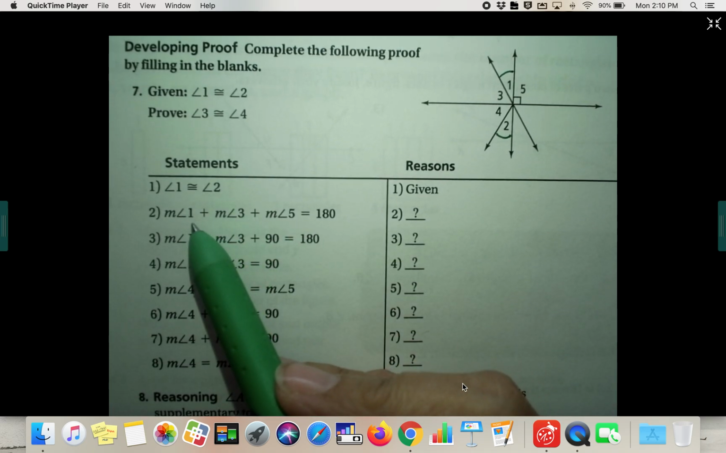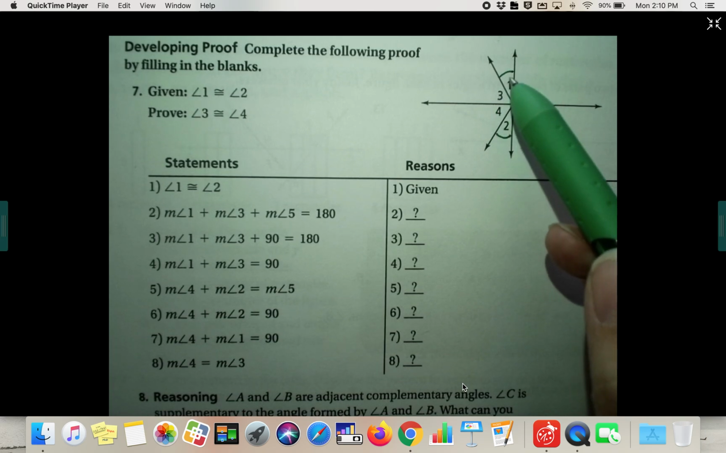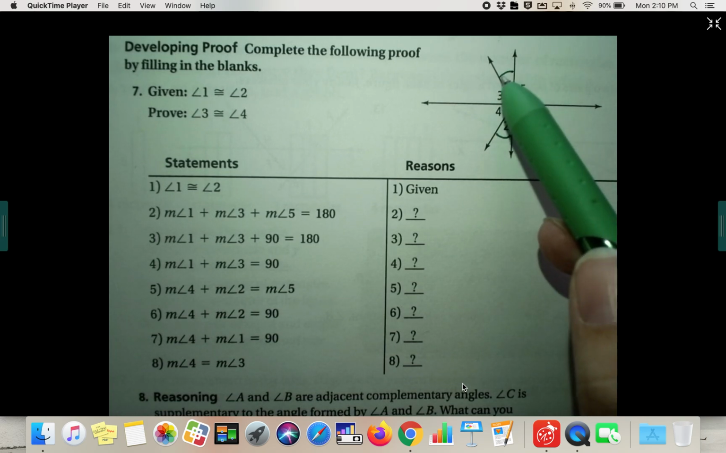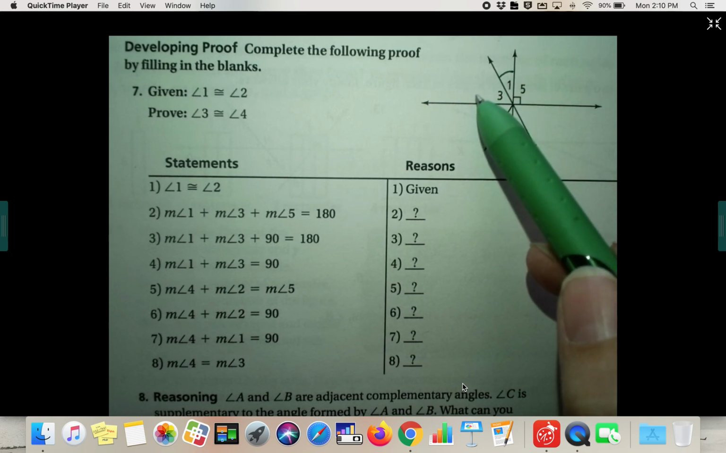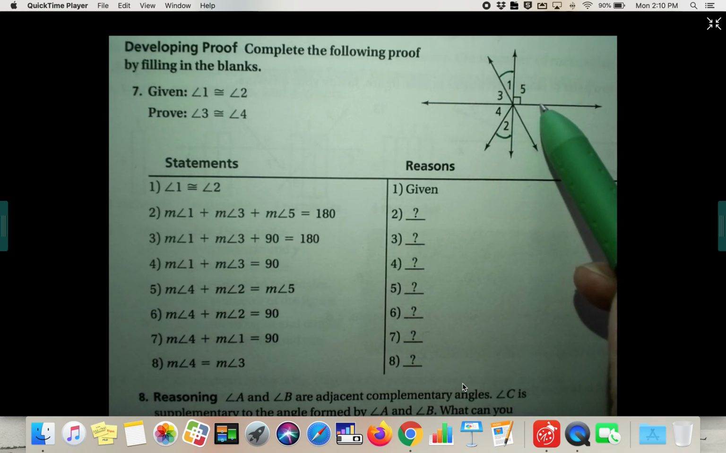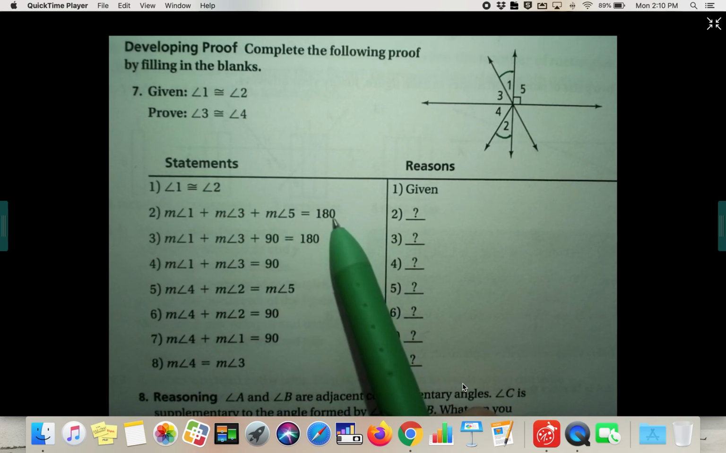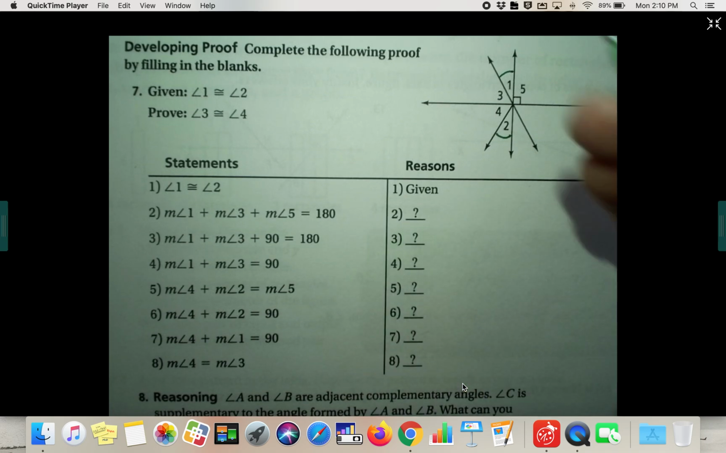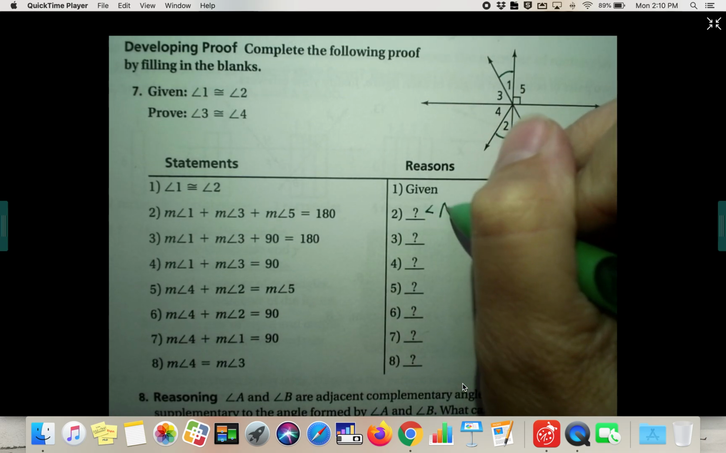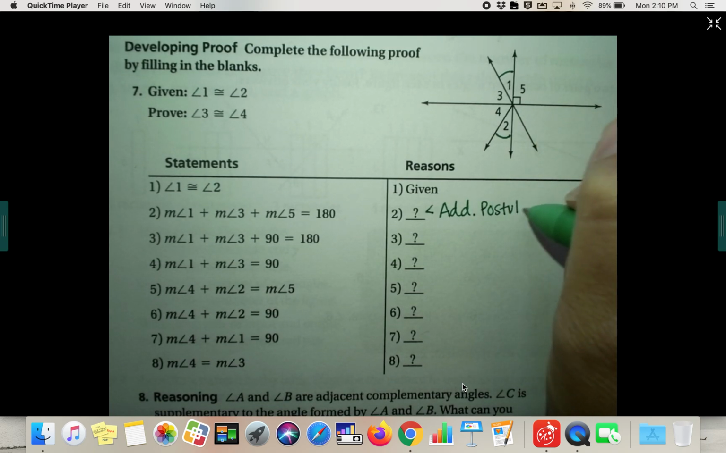They did the measure of angle 1 plus the measure of angle 3 plus the measure of angle 5 equals 180. They did supplementary angles equal 180. So what they did was they added them all together. So you're looking for clues. They added this angle, this angle, and this angle, and it equals 180. What they did first is the angle addition postulate.